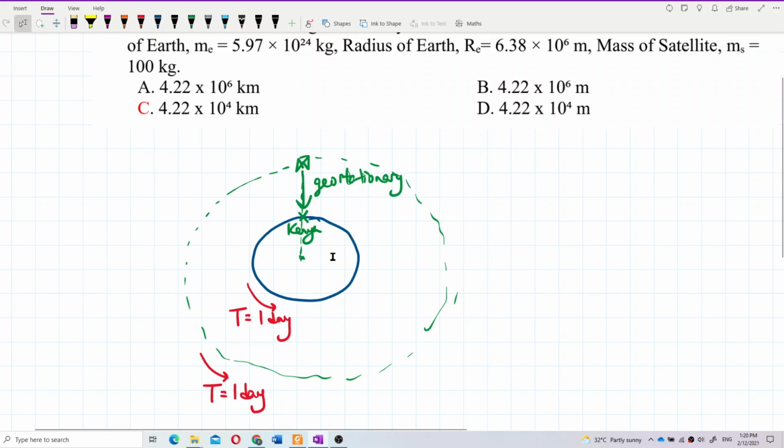Understand? So that means the period of Earth, this is the Earth. The Earth takes 1 day to make a rotation. So the satellite also takes 1 day to make a complete revolution around the Earth, because it must be always geostationary to Kenya. Understand? This is the satellite. So it also takes 1 day to rotate around the Earth.